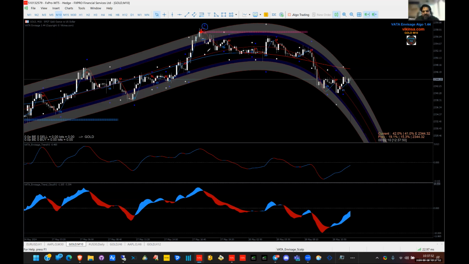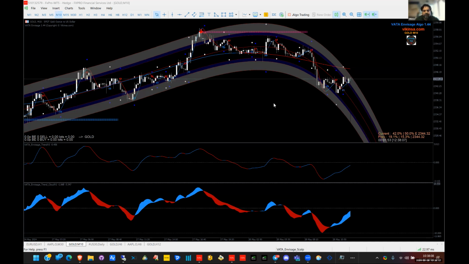And then this is your target. If you want to make use of VATA only, this is the local target. Local target means this is the M10 target. But you will obviously be looking for a bigger target, right? So from there you'll go to H4, H1, whatever, right?